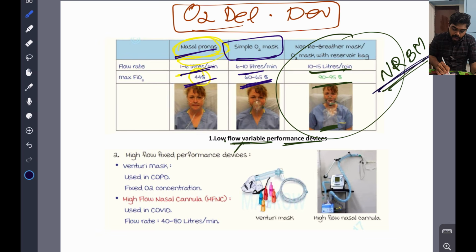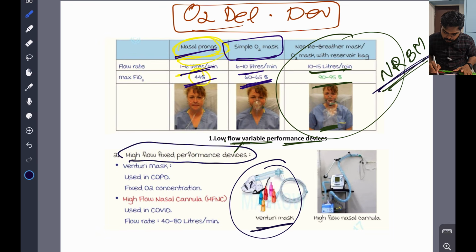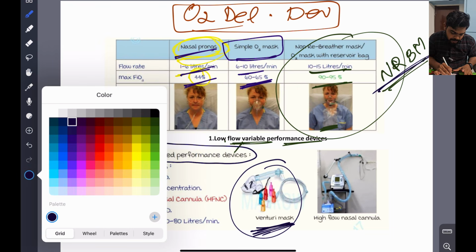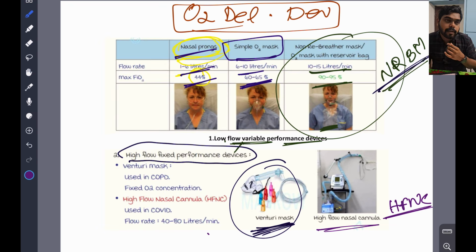Now we are going for high flow, fixed performance, especially in the ICU setup. You can see this is a spotter. This is a Venturi mask, very, very important. And this is nothing but HFNC. When my baby was born, she was born 7th month preterm, and she was 20 days in NICU and 7 days in B. She had a HFNC mask and all. So I remember this: high flow nasal cannula.